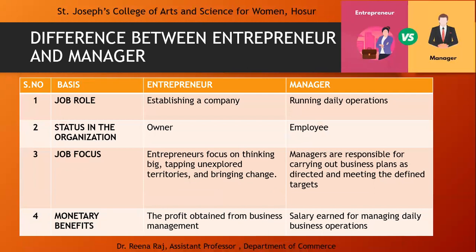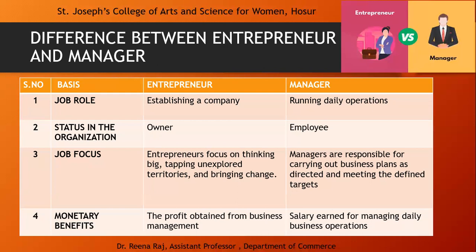Having understood the characteristics of entrepreneur, let us now move into understanding the differences between an entrepreneur and a manager. The first basis of difference is job role. An entrepreneur establishes and runs a business, whereas a manager runs the daily operations as suggested by the entrepreneurs. The second basis is the status in the organization. An entrepreneur occupies the status of an owner, whereas a manager is only an employee in the organization.